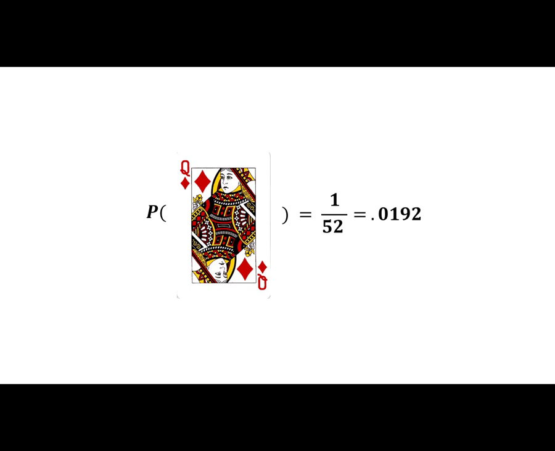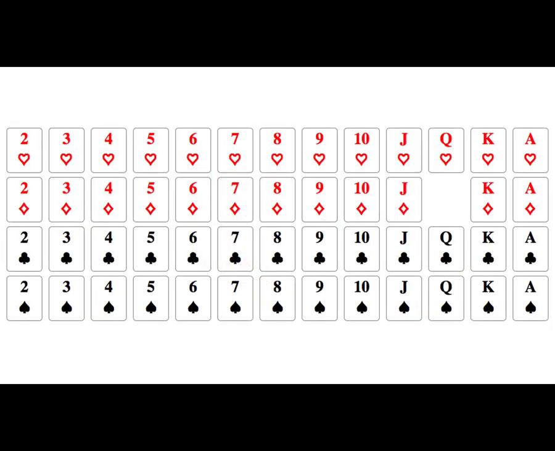Okay, so we've drawn our queen of diamonds, and our deck now looks like this. What's the probability of drawing an ace of spades? Well, the probability of drawing an ace of spades, if we fail to return the queen of diamonds to the deck of cards, is now 1 over 51, since there are now only 51 cards in the deck. Of course, if we put the queen of diamonds back into the deck, then the probability of drawing an ace of spades is 1 over 52.